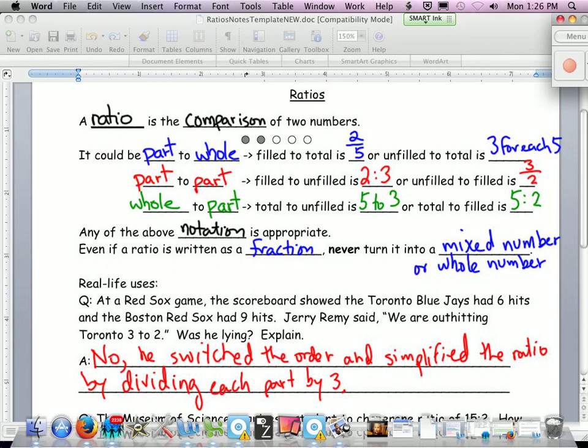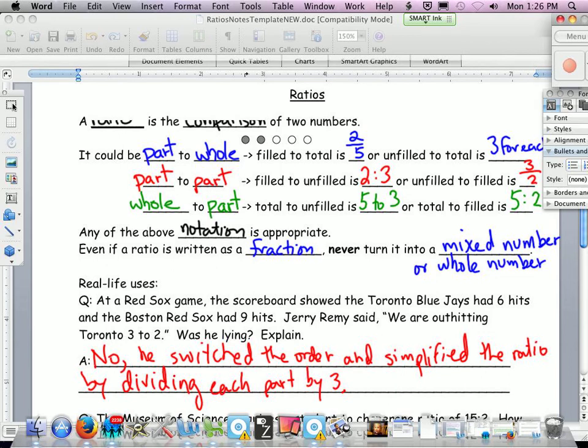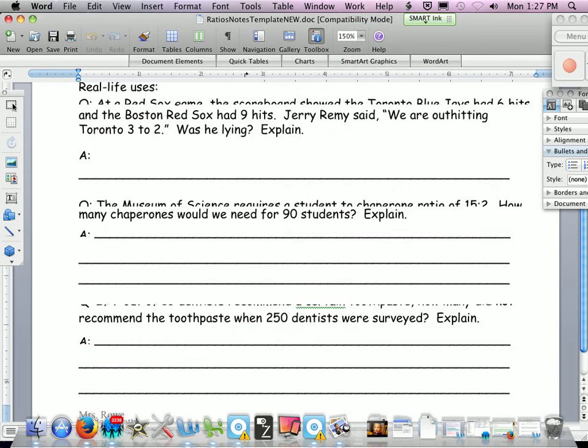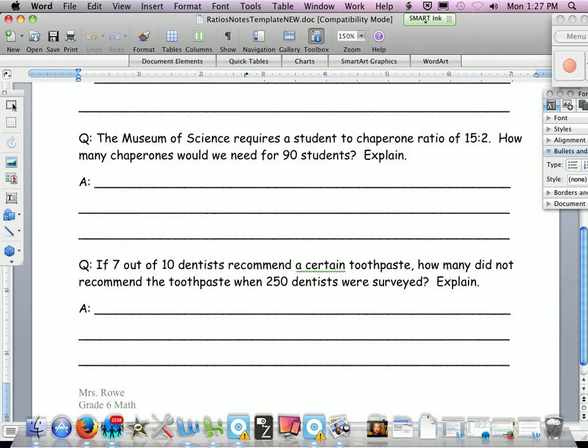So it's a real life scenario, but typically they only say for every, say, 10 students you need 1 chaperone, or 8 students you need 1 chaperone. But in this scenario I made it so that it wasn't a unit rate initially, so that we could think about what you are going to do with those numbers. Go ahead on your paper and do a little scratch work in the margin space to figure out how many chaperones would be needed if you have 90 students. And the ratio is supposed to be 15-2.